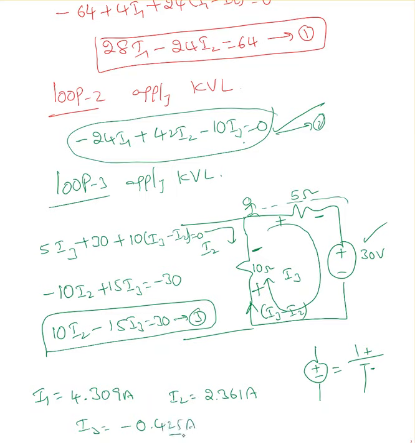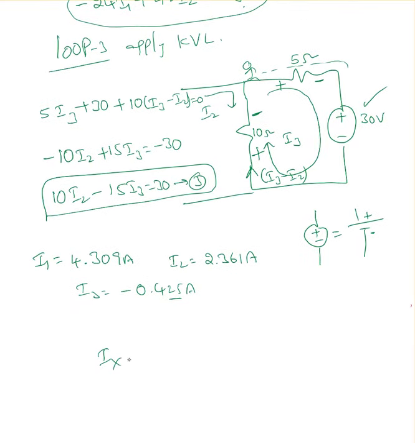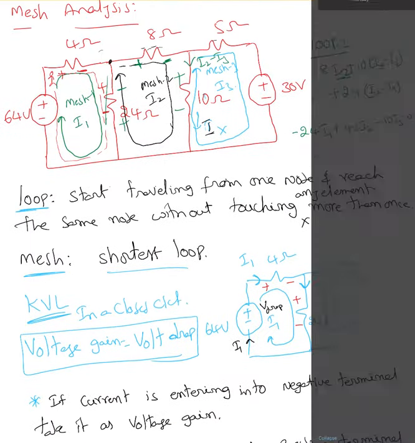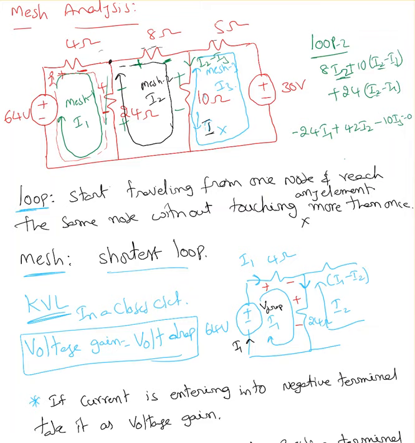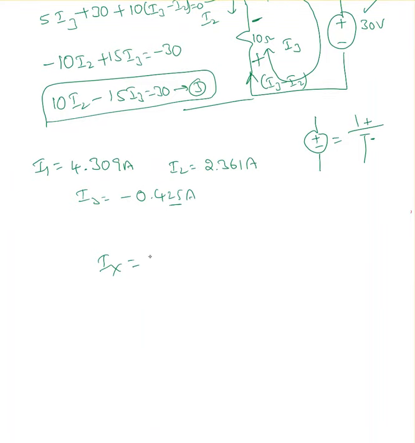So here, as I told you, I3 ends up as a negative number, which indicates that that source is supplying power instead of consuming energy. So our goal is finding Ix. Ix is nothing but the current flowing in the 10 ohm resistor. But look at the direction. Here the current Ix is flowing down. So what is Ix? If Ix is flowing down, it must be I2 minus I3, because here is the 10 ohm.